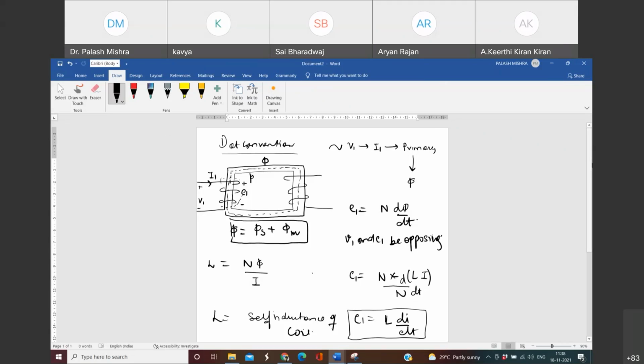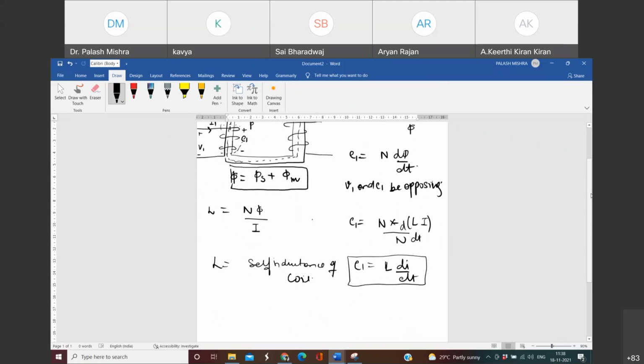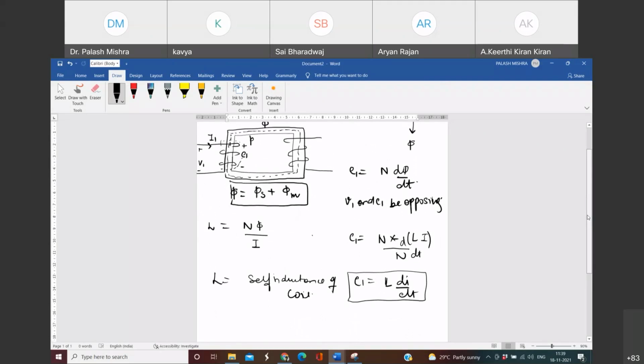Now, because of this mutual flux phi m, there will be an induced EMF in the secondary. If this flux phi m is linking the coil, the induced EMF will be there in the secondary also. So the secondary induced EMF is given by N2 d phi m by dt. Is it clear or not?